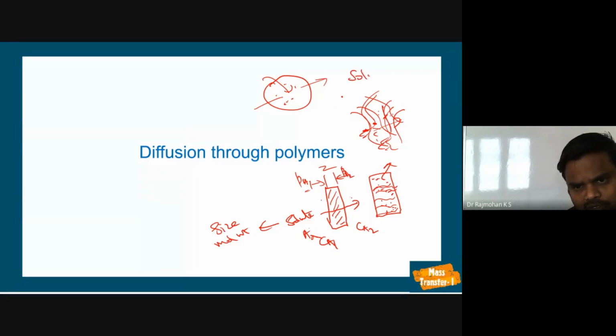Okay, so how much solute in a polymer are we talking about? In a polymeric membrane or any polymer, a certain amount of solute can be retained by the solid, beyond which it will also be passing through. So then it will be permitted to go.